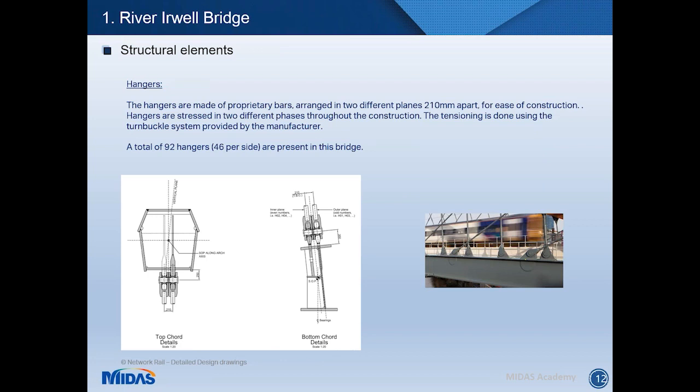The hangers are made of proprietary bars, and they're arranged in 2 different planes, 210 millimeters apart, and they're not connected between the planes. The hangers will be stressed in 2 different phases, as we'll see later. And the tensioning is done through the use of a turnbuckle system provided by the manufacturer. And a total of 46 hangers per side is present per arch on the bridge.